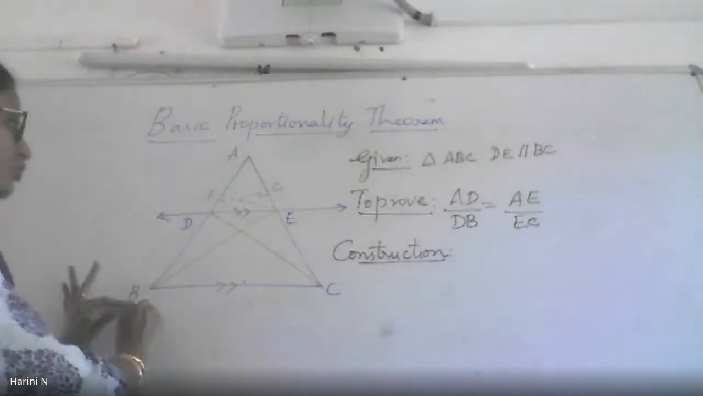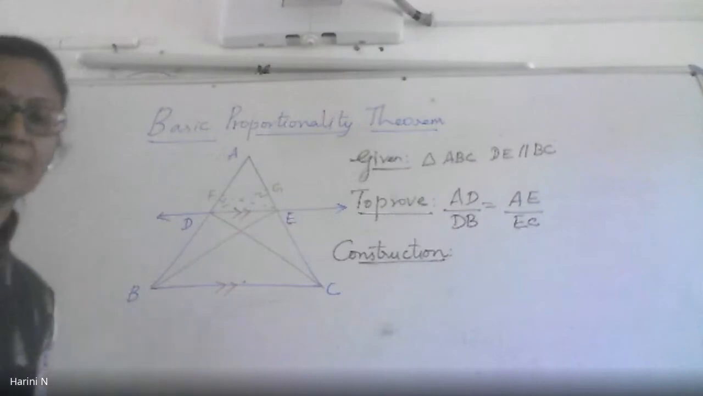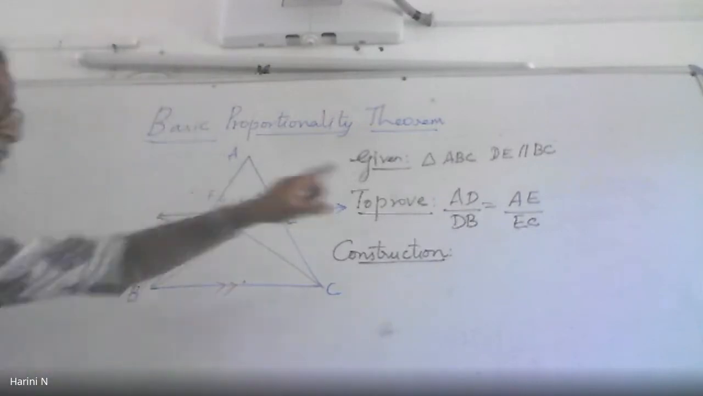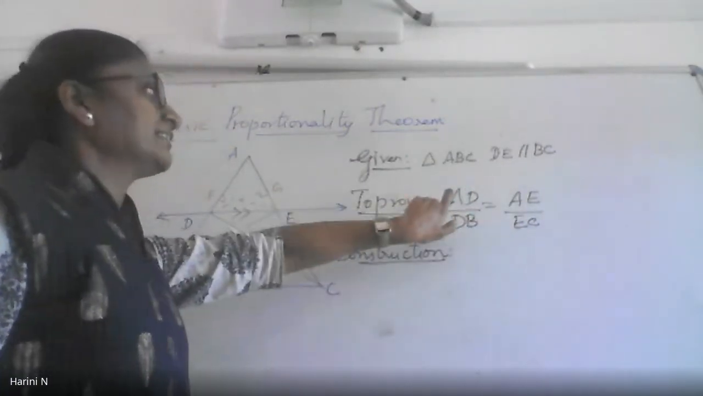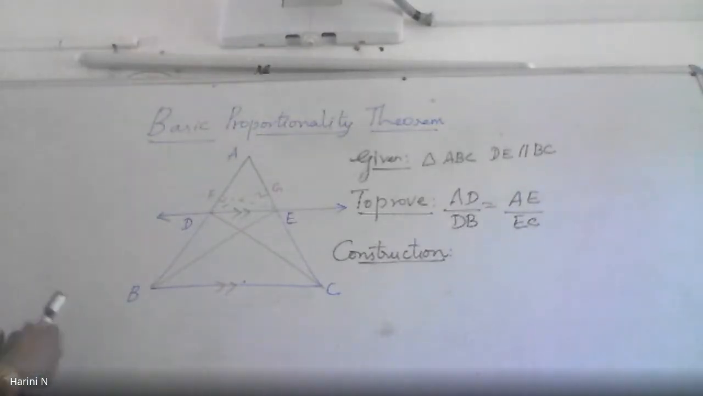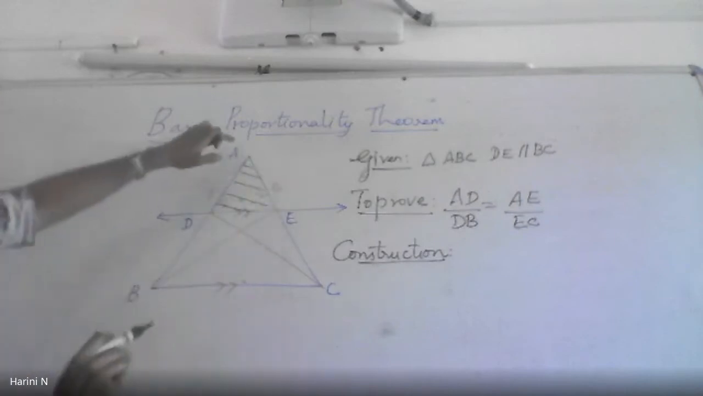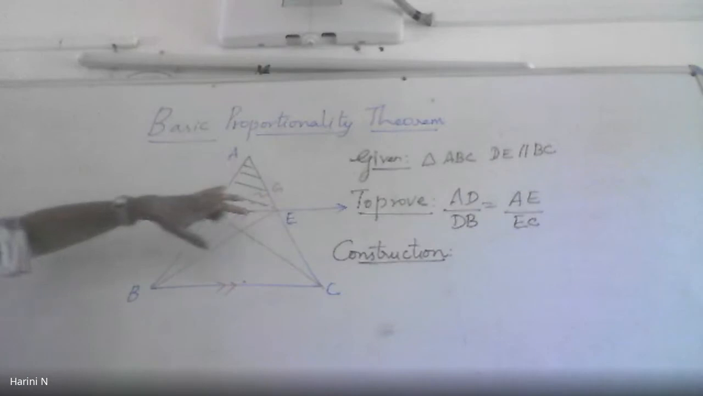And I have also joined BE and DC. So this is the part of the construction that is available in the video, so I am not doing it there. Now how am I going to get this proof? I should get AD by DB equals AE by EC. So where are this AD and DB in the figure? I have to see. Now AD is a part of this triangle. Can you see the small triangle ADE? AD belongs to that small triangle ADE.